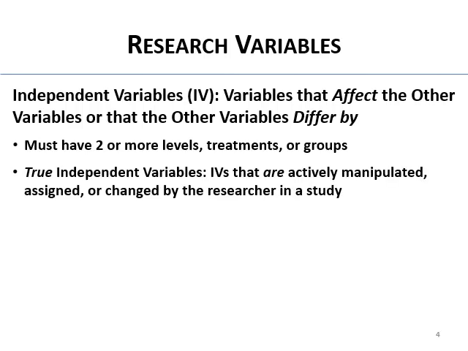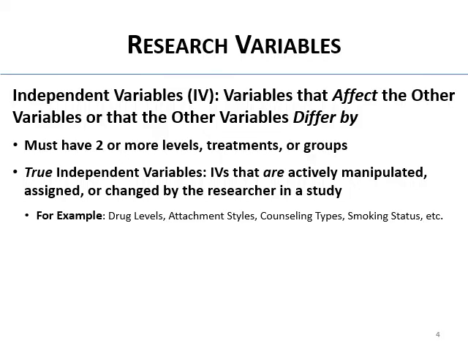So there are some subtypes of independent variables. The first one, again, is what we call true independent variables. Those are independent variables that are, or at least can be, actively manipulated, assigned, or changed by the researcher in a study. So they can choose the levels, like who is what level and how those levels are defined. So drug levels, for example, attachment styles, counseling types, smoking status, these are all things that are potentially assignable in a study.